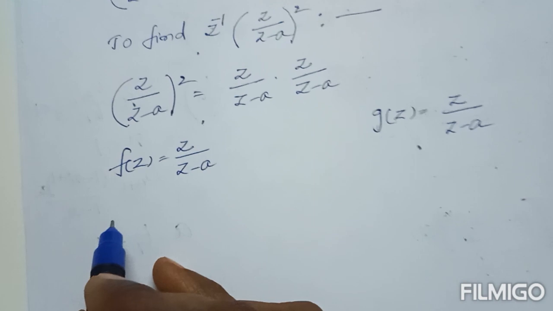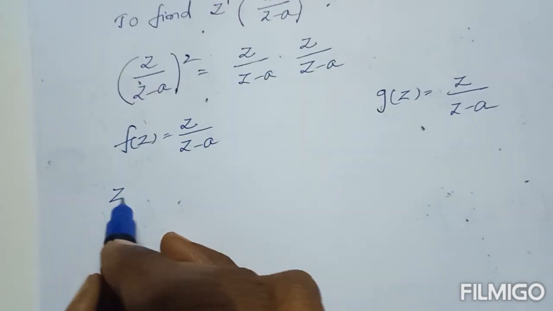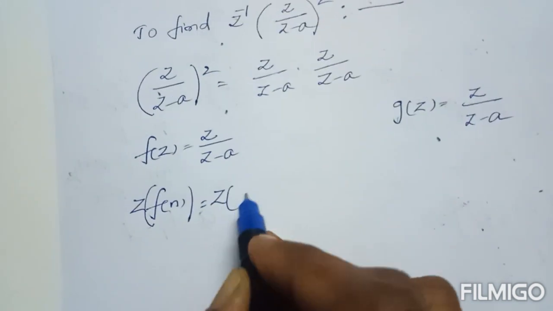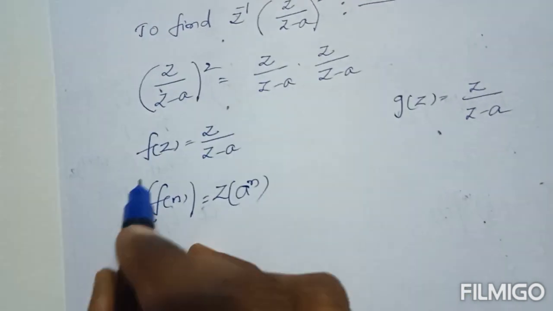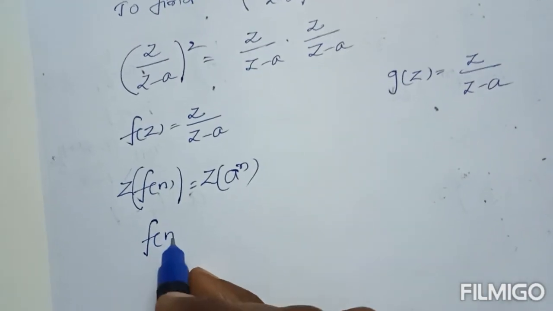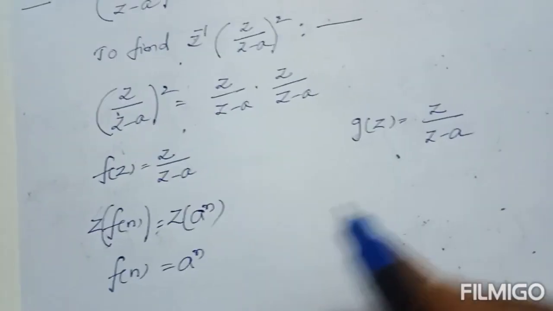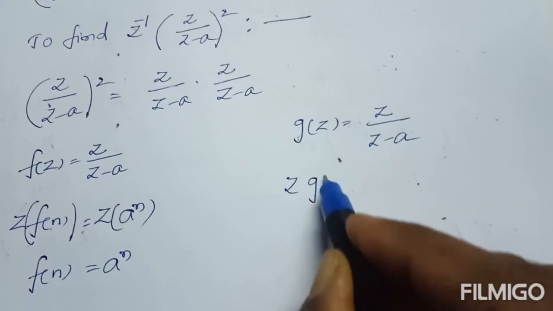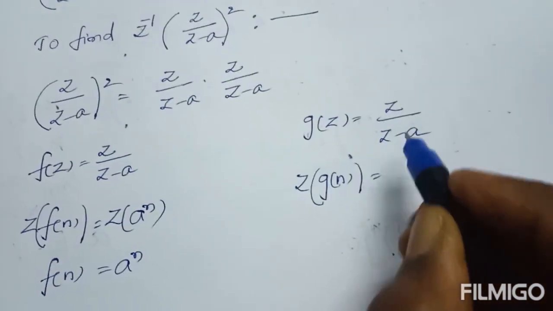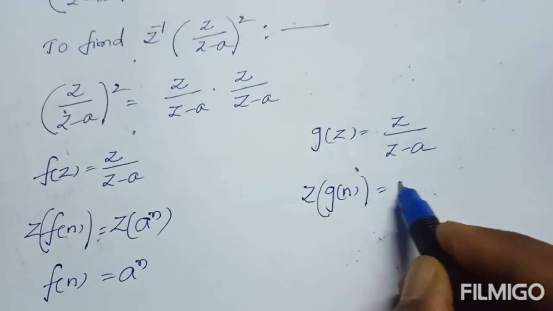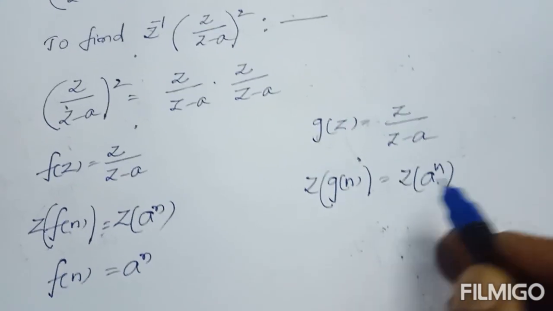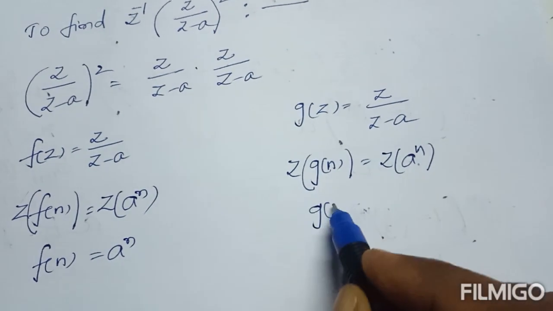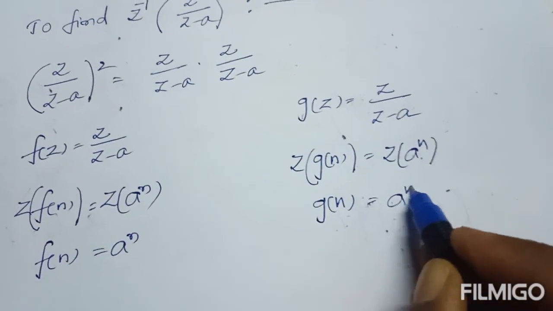Now f of z actual meaning is z transform of f of n. This is the formula of z of a power n. Now z gets cancelled on both sides, f of n equal to a power n. Here on the right side g of z can be written as z transform of g of n. This is also the z by z minus a standard formula, z of a power n. Now we can cancel the z transform operator on both sides. By cancellation g of n equal to a power n.